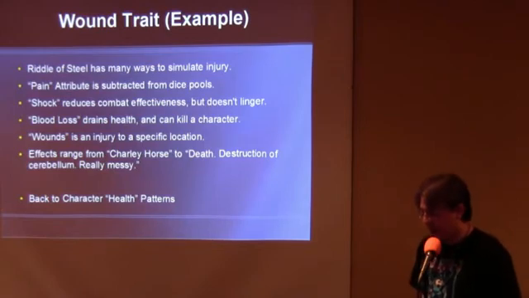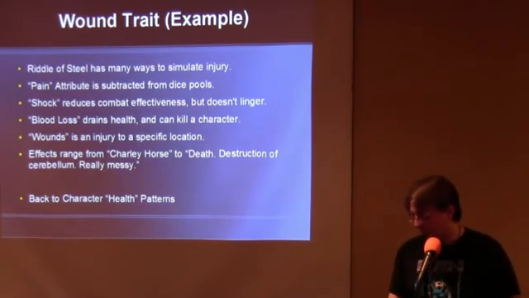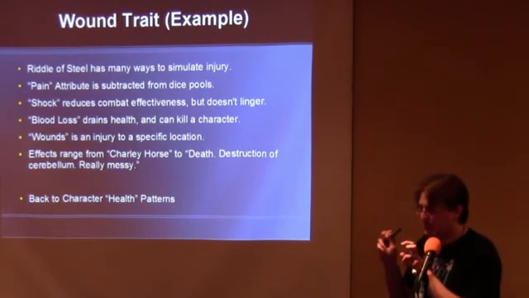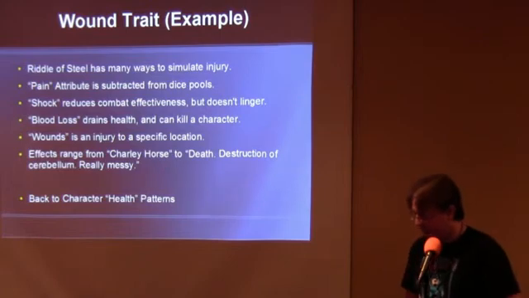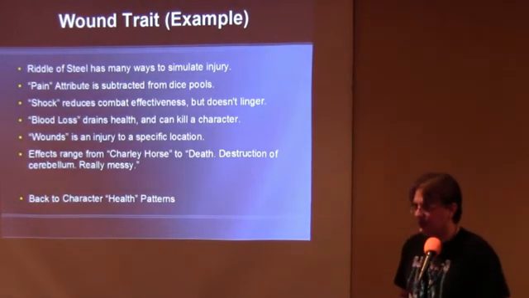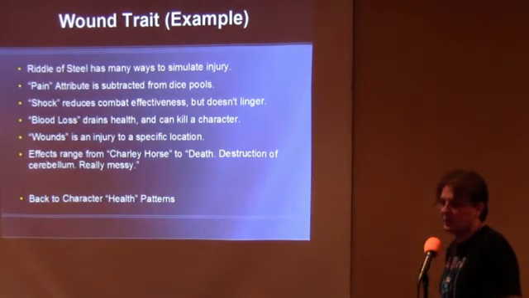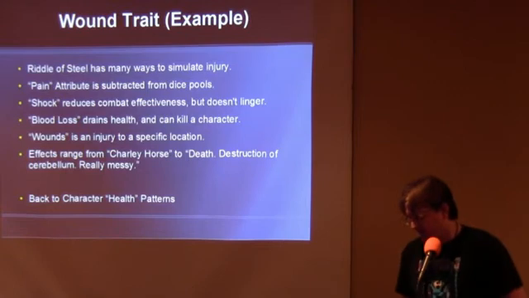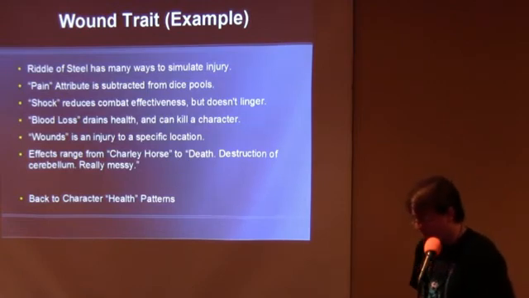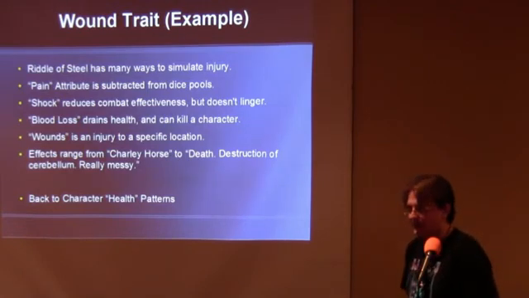Wounds is an injury to a specific location. This is the part where the wounds is actually the wound trait. The rest of those aren't. The rest of those are just attributes that affect gameplay. So if we want something that can make more visceral combat, we don't necessarily have to follow this rule. We can make attributes that follow it. Wound effects can range from a Charlie horse to death, destruction of cerebellum, really messy.